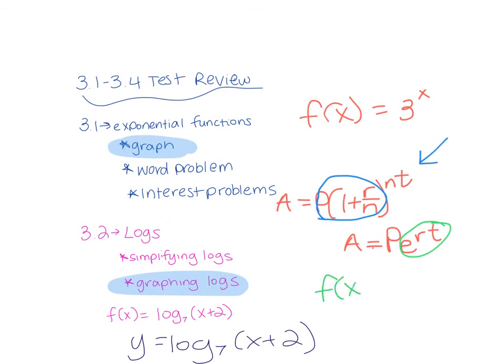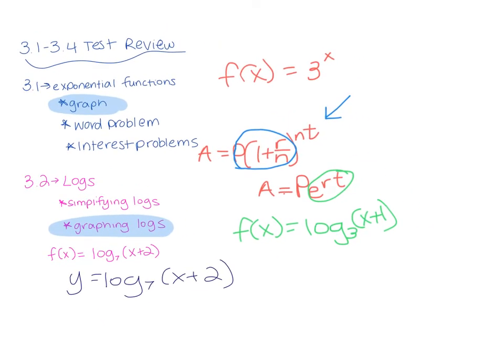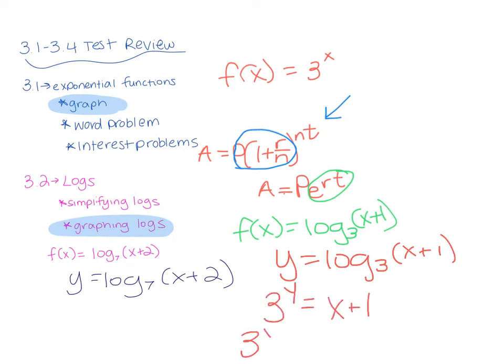And then make sure you can answer questions like domain, range. This time it's a y-intercept, an x-intercept, and a vertical asymptote. For your exponential, it's domain, it's range, it's a y-intercept, and a horizontal asymptote.